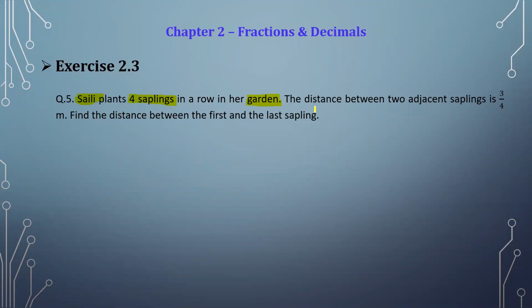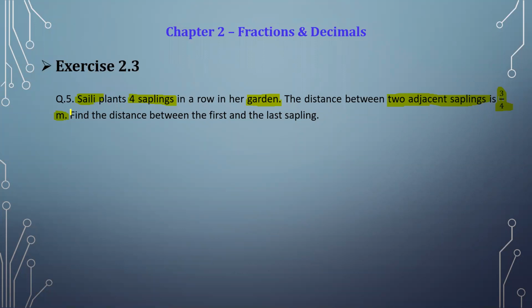Now, the distance between two adjacent saplings. Here the meaning of adjacent: adjacent means near to each other, one after another. In Marathi you can say shezari shezari. So adjacent means one after another. So the distance between any two adjacent saplings is given as 3 by 4. It is in the form of a fraction. So the distance between two adjacent saplings is 3 by 4 meter.